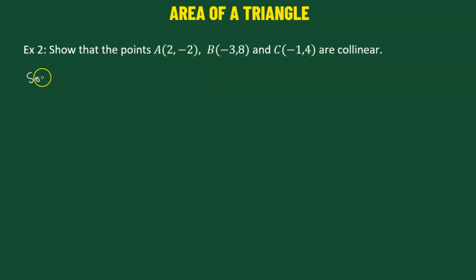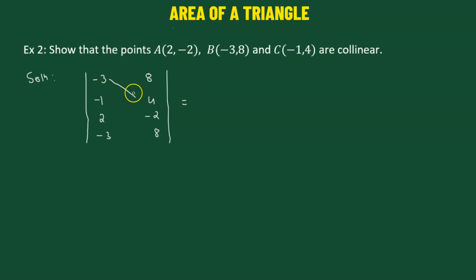So let us begin. Here, let's do one thing. This time we start with point B. So we have the coordinates of point B, -3 and 8. Then after B, we'll get C. So that's -1 and 4. Then we'll consider A, which is 2, -2, and then we'll come back to point B. So we have -3 and 8. So we'll try to compute this particular value.